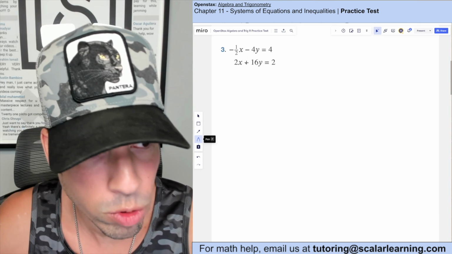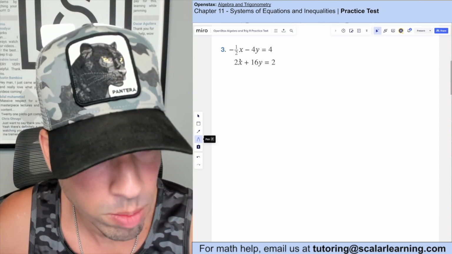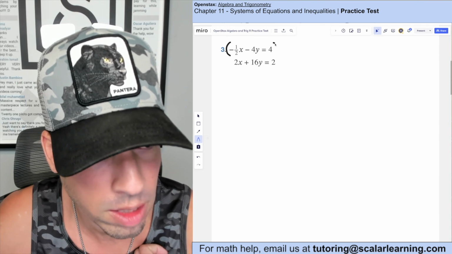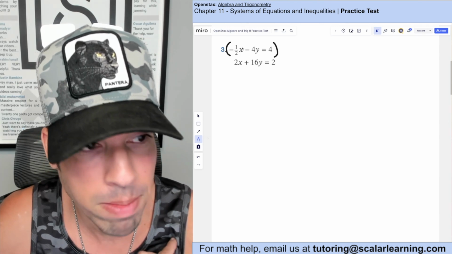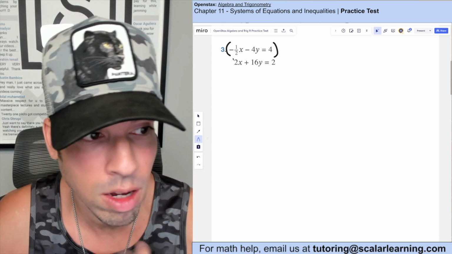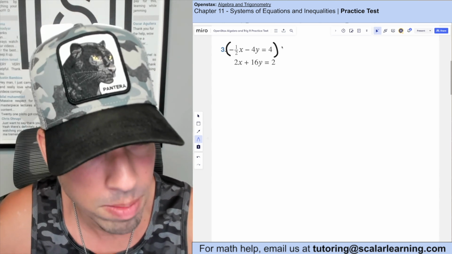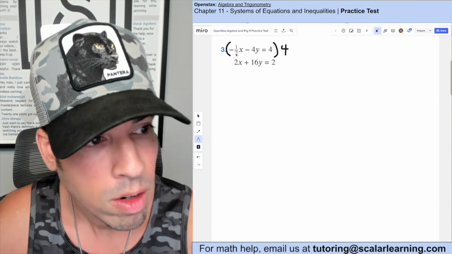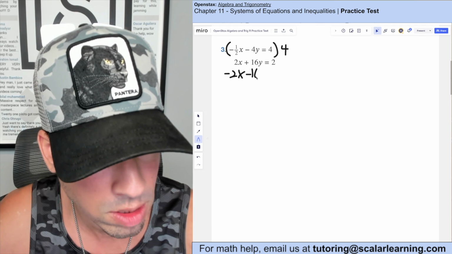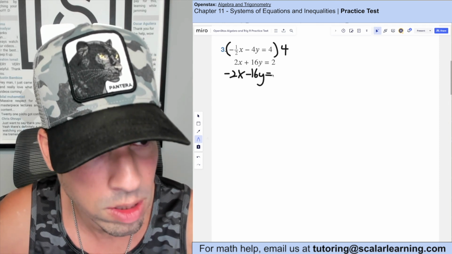So for this question, we're solving by either elimination or substitution. I'm going to choose to solve this with elimination. I generally like that method better. And I can see that if I match up the x's, as they have the same constants but opposite signs, I can quickly knock them out. So I can multiply the top by 4. 4 times negative 1/2 is negative 2x. 4 times negative 4 is negative 16y. And then 4 times 4 is 16.